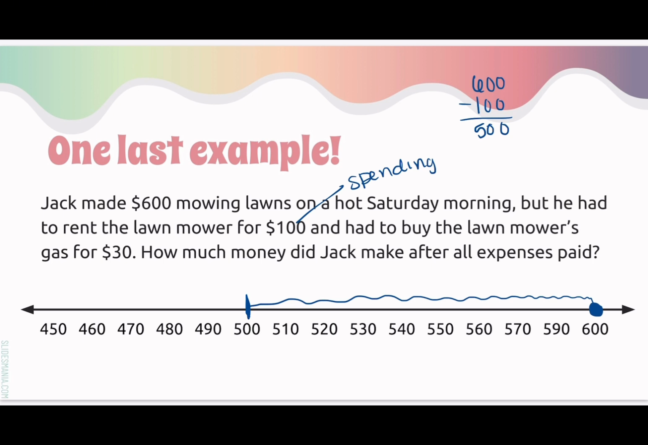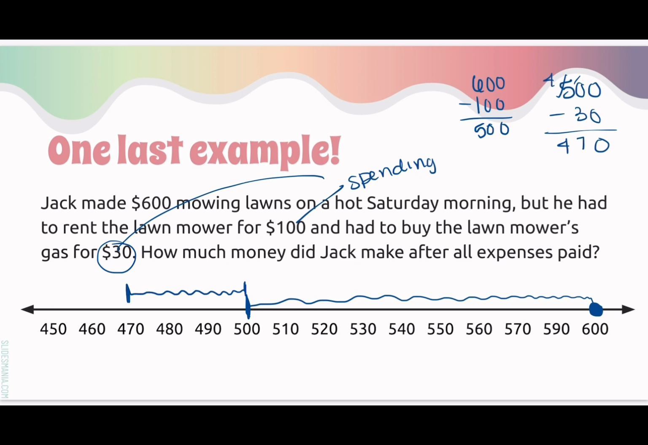Now, that was not the only expense. He also had to pay for the lawnmower's gas for $30. So this is another expense that he is spending. If we have 500 and we are subtracting $30, this is going to leave us at $470. So now we're going to be here and we go all the way to $470. And those were his two expenses for the day. So this is how much money he made after all expenses were paid.